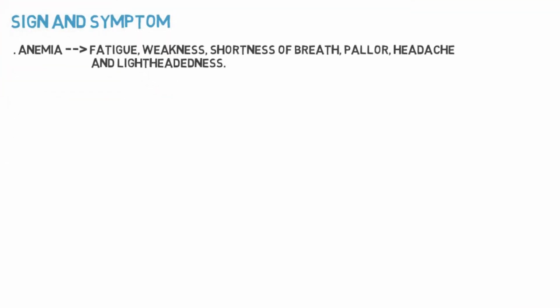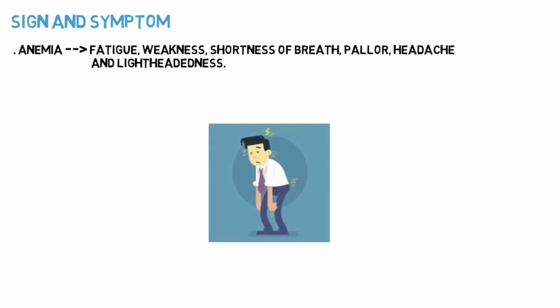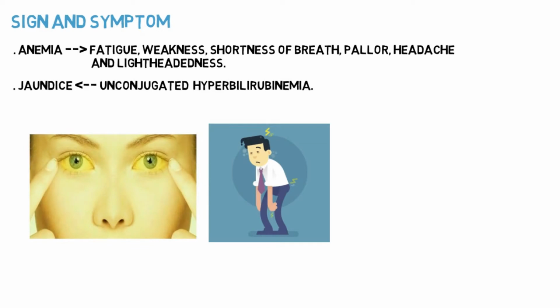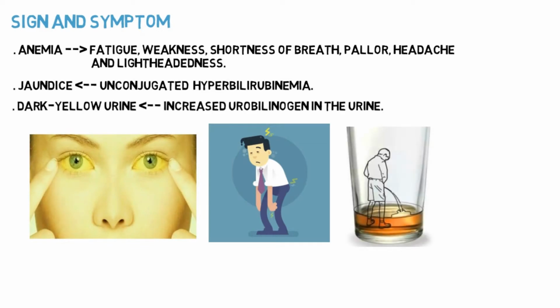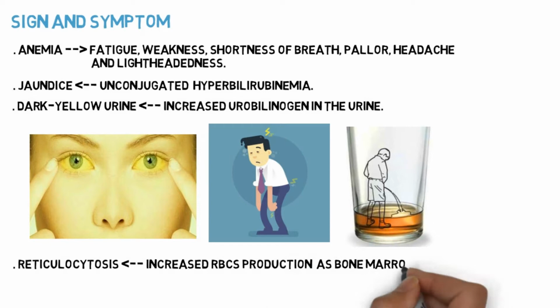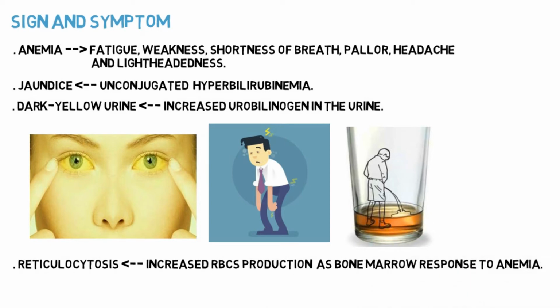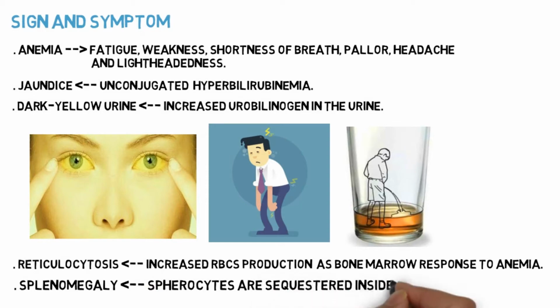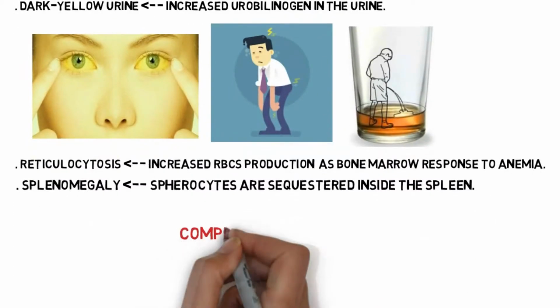Signs and symptoms include anemia that results in fatigue, weakness, shortness of breath, pallor, headache, and lightheadedness. Jaundice, due to unconjugated hyperbilirubinemia. Dark yellow urine, due to increased urobilinogen in the urine. Reticulocytosis is due to increased RBC production as bone marrow responds to anemia. Splenomegaly is due to spherocytes being sequestered inside the spleen.